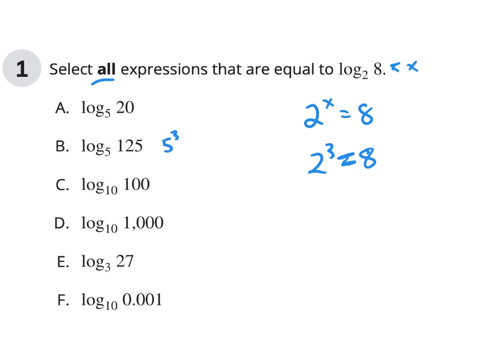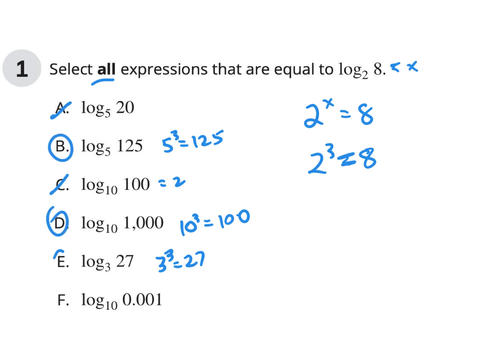5 cubed is 125. 10 cubed is 1,000. 10 squared, that's 100. 5 squared is 25. A doesn't work. C doesn't work. 3 cubed is 27. So B, D, E, and 10 to the negative 3. So F doesn't work. B, D, and E work.